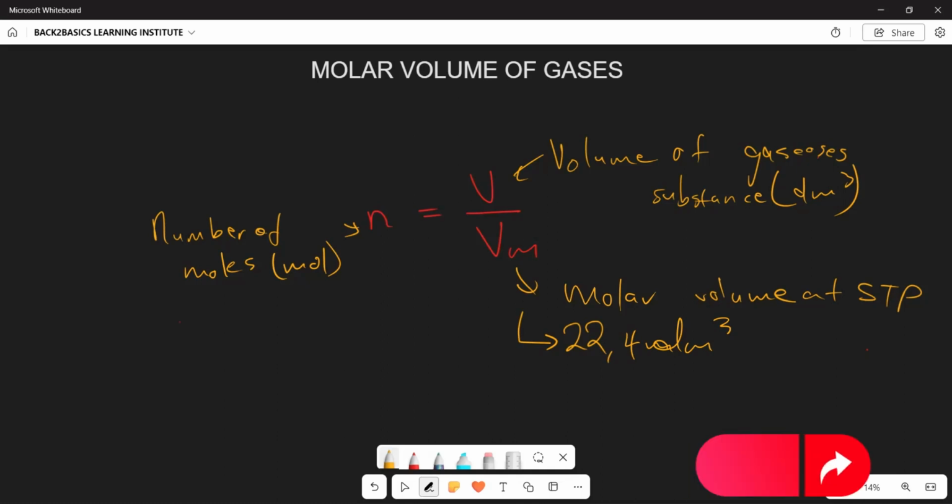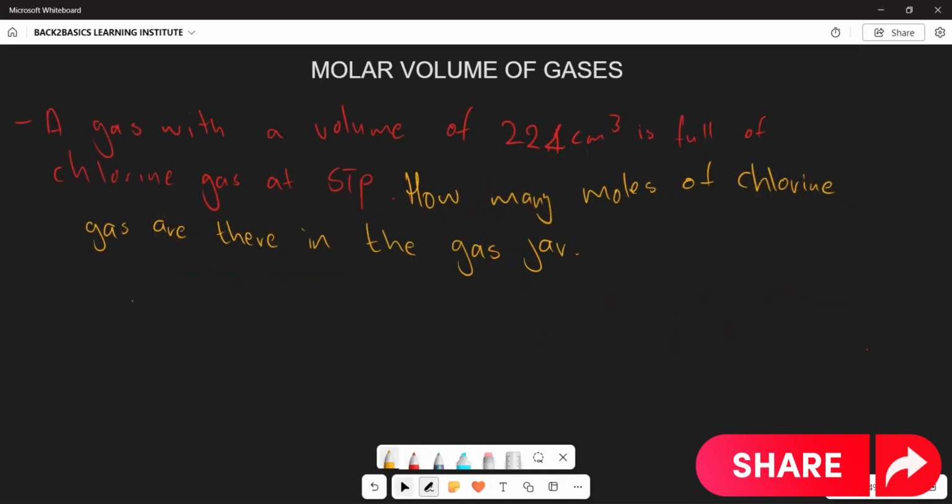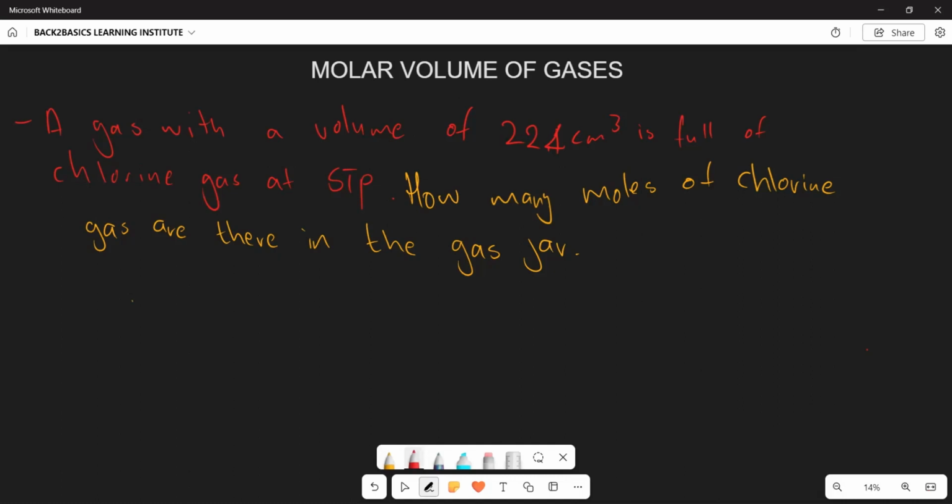Now let me give you one example on this while we are still here. What is important is, firstly, to answer this question we are going to check what we are given. We are given the gas volume that it occupies, so this is going to be your V. We are also given that this is at STP, which means we know what your molar volume is.